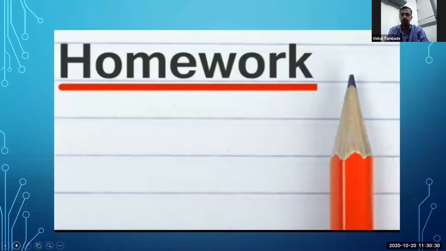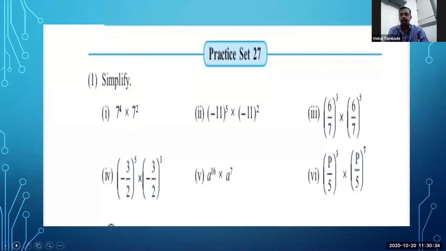So good students, you are. Now homework. Take a screenshot of this, solve this and send it to our WhatsApp group. Okay? Students, if you have any difficulty, then you have to ask me.